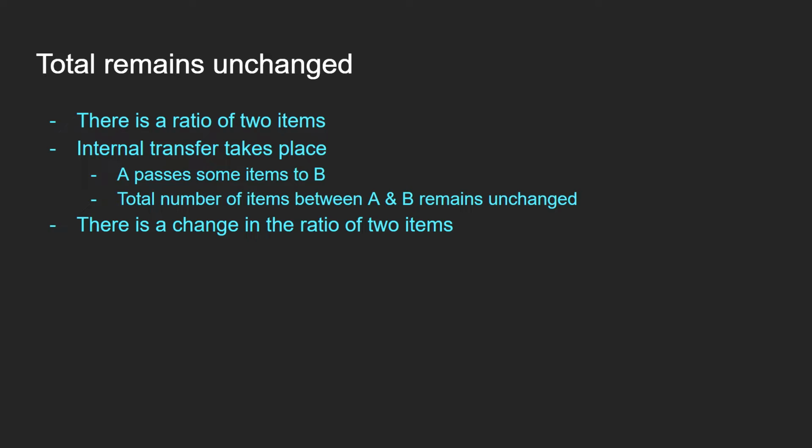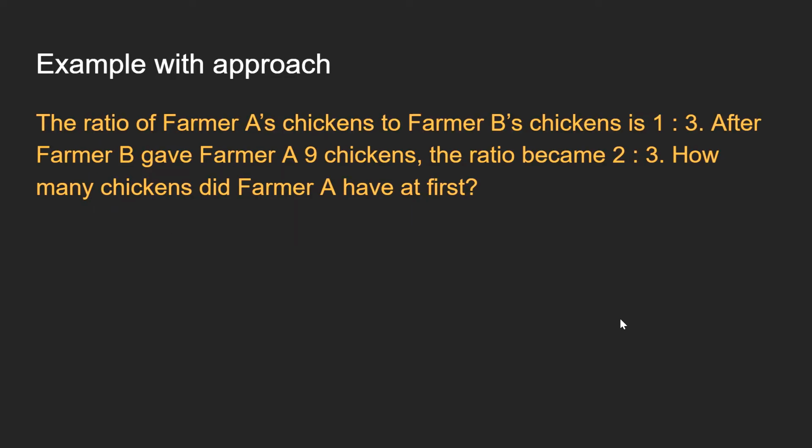Why? Because A transferred some to B, maybe B gained some, A lost some, then their ratio changed. But in total, the total quantity actually doesn't change. It is only transferred between each other, the two parties. So how do we use this knowledge to our advantage? We can actually look at an example.